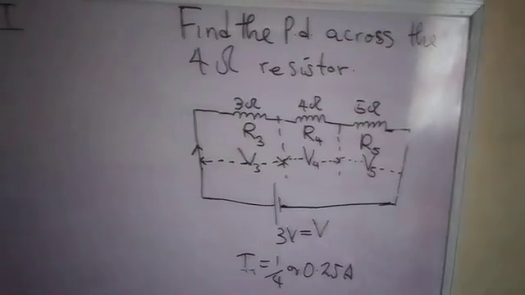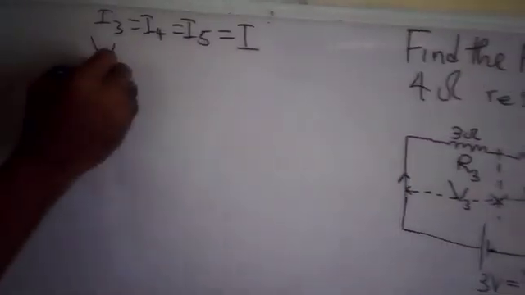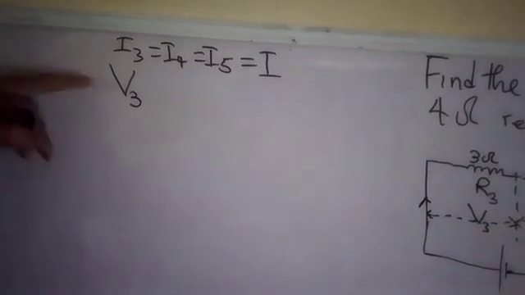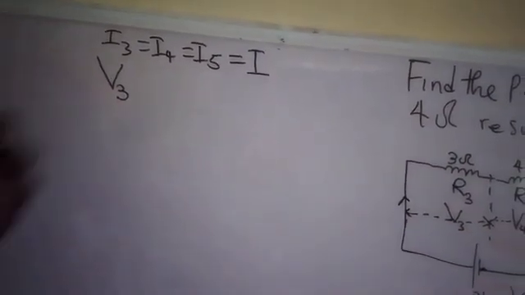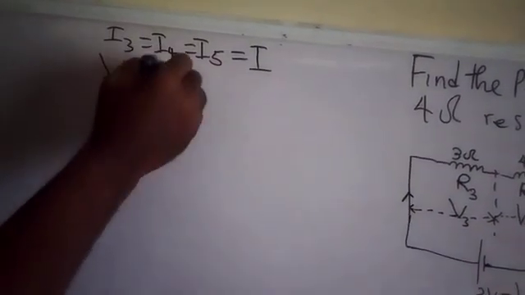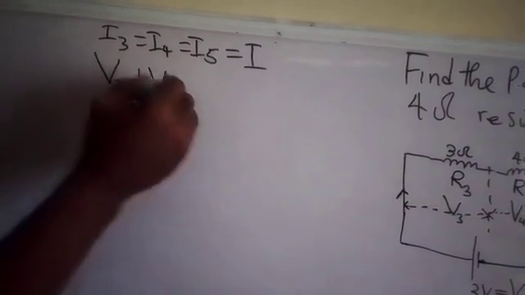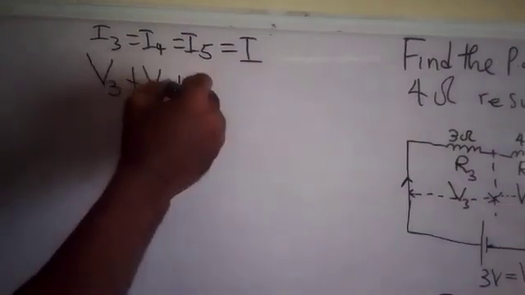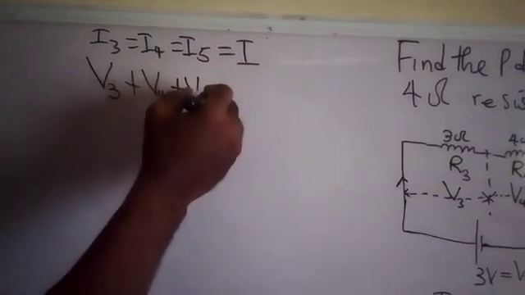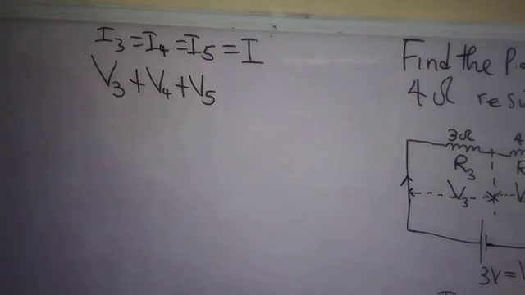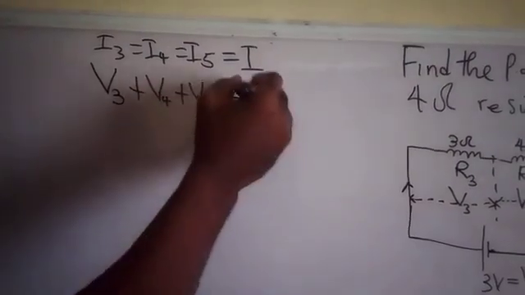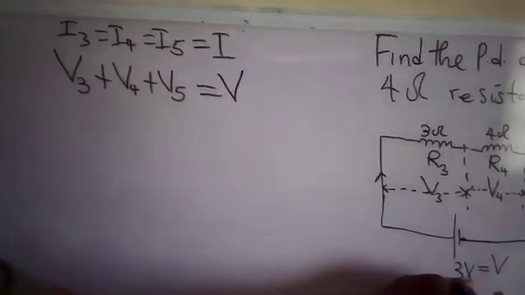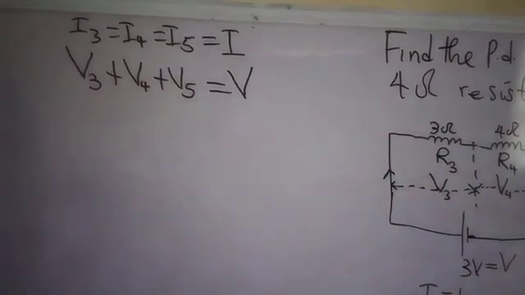What that means is, if you add the strength of the 3 volts required to pass current across the 3 ohm resistor plus the strength of the voltage required to pass current across the 4 ohm resistor plus the strength required to pass current across the 5 ohm resistor, when you add the 3 of them, it will give you the total strength of the electricity, which is 3 volts.